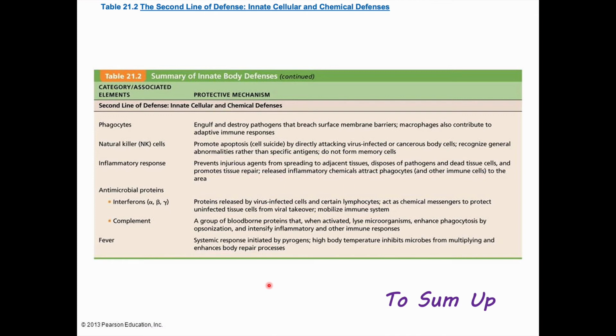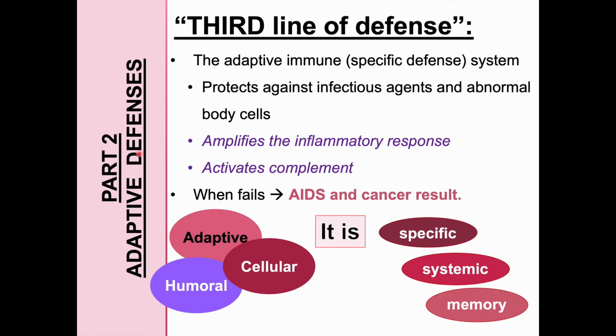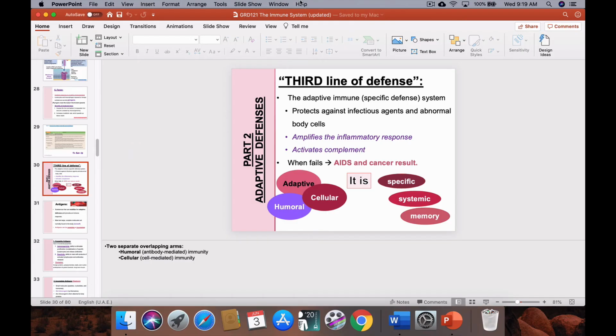Okay, so this is a summary of the second line of defense, that is the innate cellular and chemical defense system. So I think we have seen this previously. Okay, now let us go to the third line of defense.